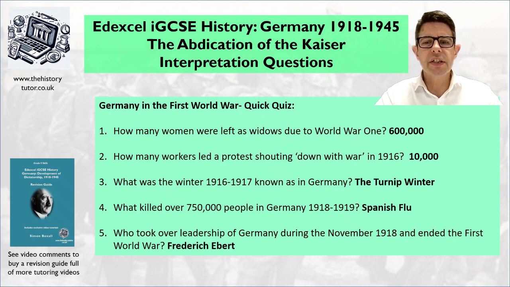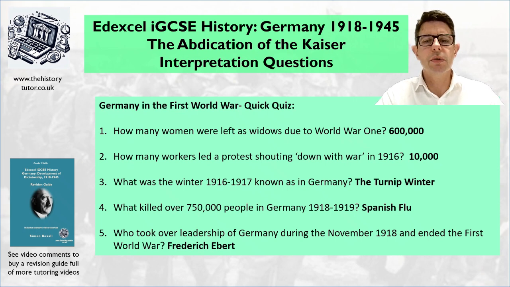What killed over 750,000 people in Germany 1918 to 1919? So that's the Spanish flu, of course, an epidemic that hit twice. Firstly, a lot of people were killed the first time it came around, but the second time it came around in Germany, there was a really big impact, lots of people dying because the flu is more aggressive, but also because of lack of medicine due to the blockade, and lack of food again due to the blockade and bad harvest. Germany's really suffering.